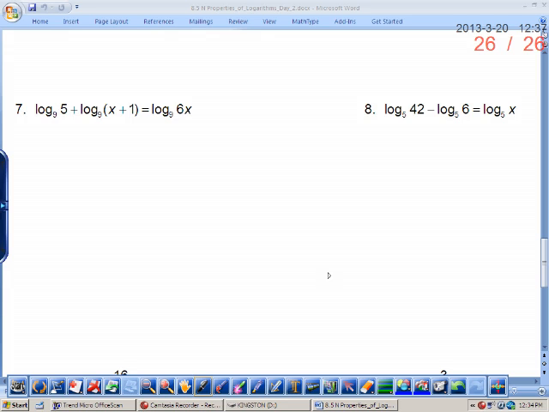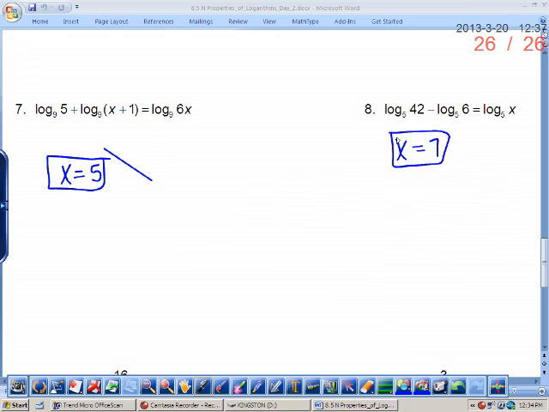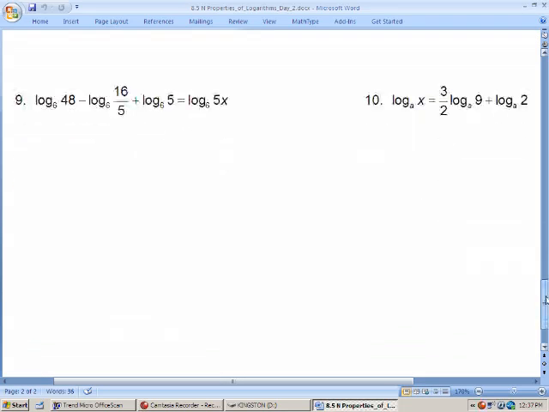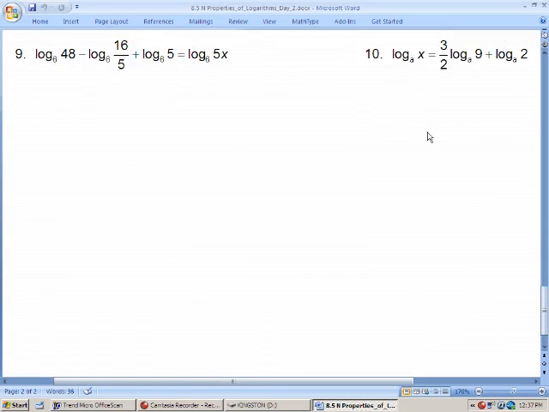Okay, number 7, what'd you get? 5. Anyone need help or would like to see that work? All right, what about for 8? 7. Anyone need help or need to see that work? Cool. All right, let's look at number 9.